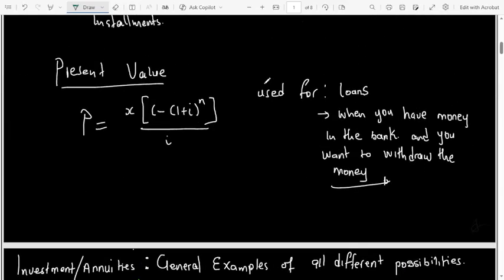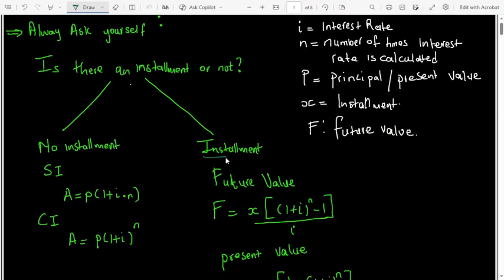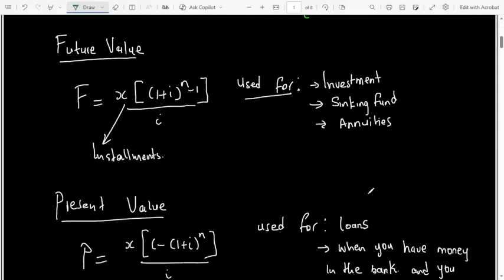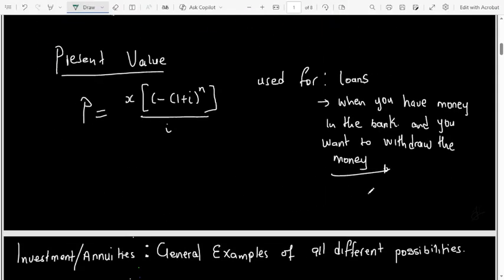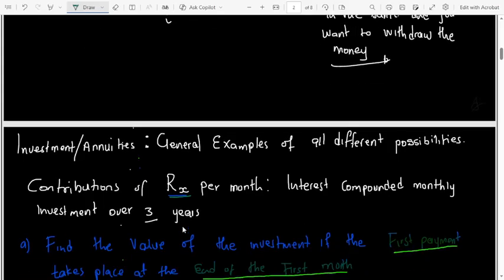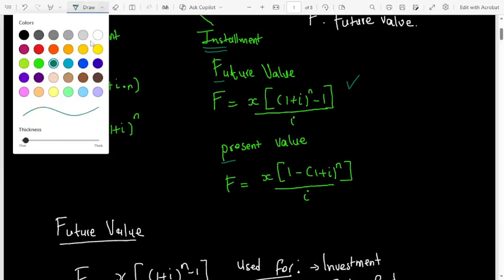Then I'm going to say I have a monthly installment. So this is the block that I need to focus on. I have the monthly installment. Then I need to choose, is this the future or the present value? You need to look at the question. The question says this is for investment. We are making monthly payments for investment. So this will be future value. The correct formula will be that one. So this is how you choose the formula.